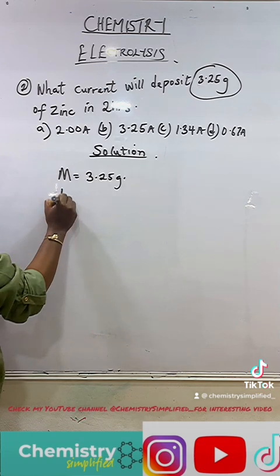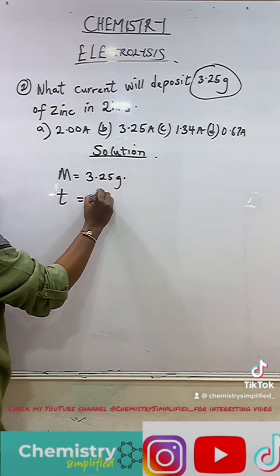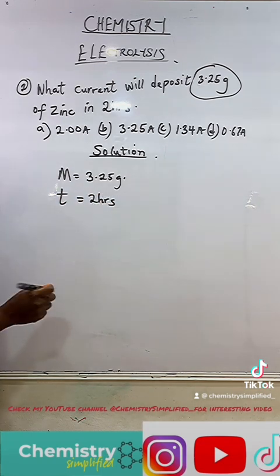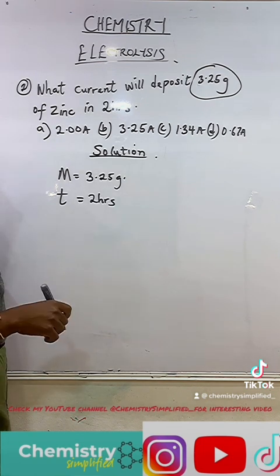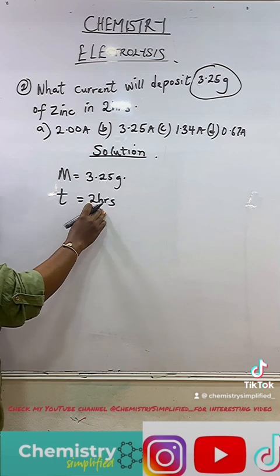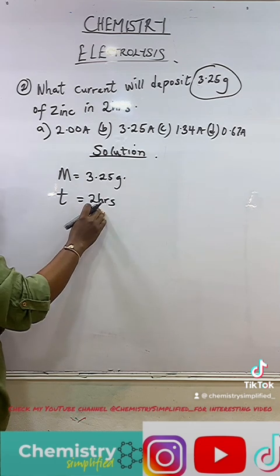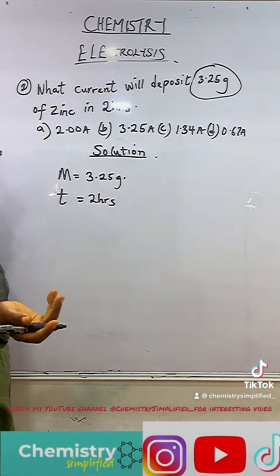And we are given time to be what? 2 hours. Remember what I told you about time? I told you that your time should always be in seconds. Now, since you are given this in hours, you need to convert these hours to seconds. Now, how do you do that?